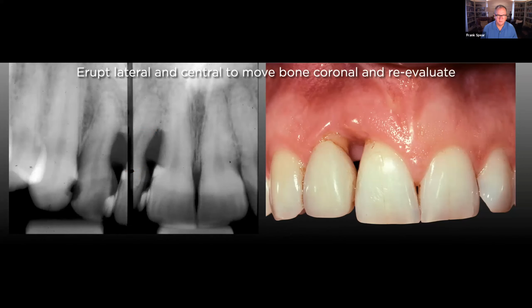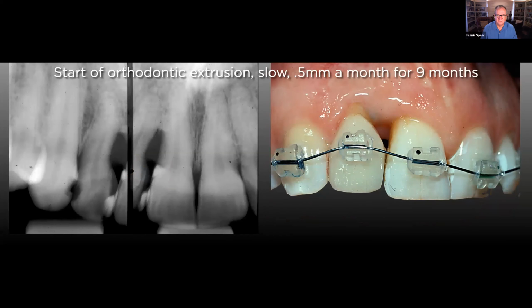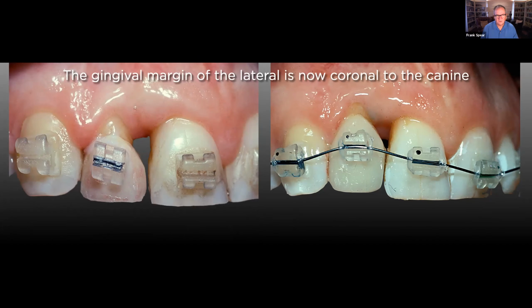What about moving the bone? What about extruding the teeth? Bring the bone down to make the defects shallower, then decide. That's ultimately what we did. We didn't tell her we were going to keep the teeth or remove them because we didn't know. So Vince Kokich is pulling the teeth down slowly. He's now got the gingival margin on the lateral coronal to the cuspid.